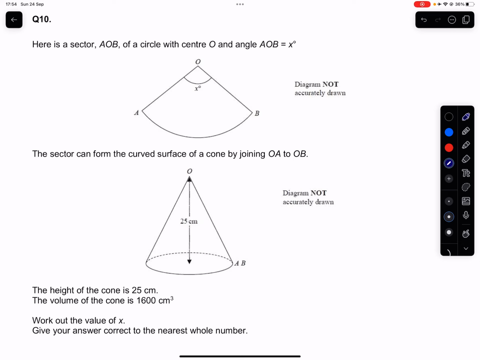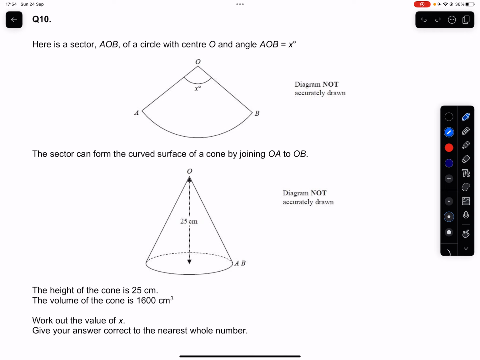Question 10. Here is a sector AOB of a circle with center O and angle X here. The sector can form the curved surface area of a cone by joining OA to OB. So effectively, if this here and this here were joined together, that will create the curved part of the cone below.